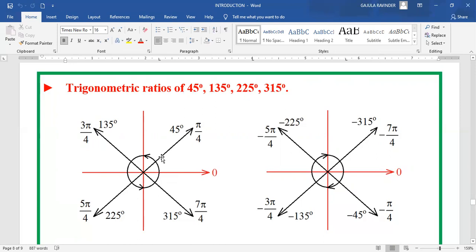Dear friends, this 45 degrees will be the midway of the first quadrant, that means the bisector of the first quadrant. And 135 degrees will be the bisector of the second quadrant. 225 degrees will be the bisector of the third quadrant. And 315 degrees will be the bisector of the fourth quadrant, bisector, otherwise midway. Those angles in radians also have been taken. So 45 degrees is equal to pi by 4, 135 degrees is equal to 3 pi by 4, 225 degrees is equal to 5 pi by 4, and 315 degrees is equal to 7 pi by 4.